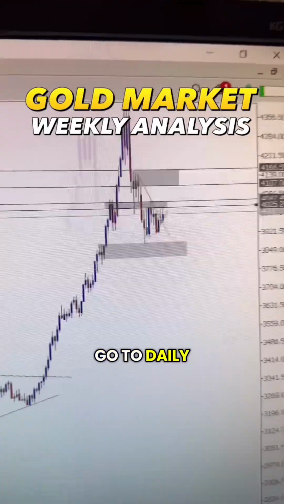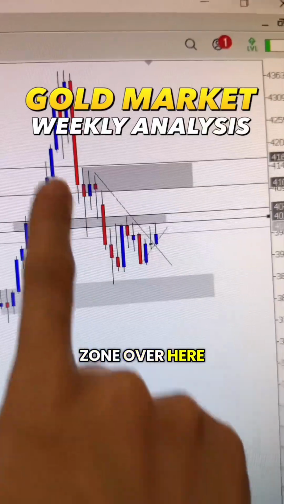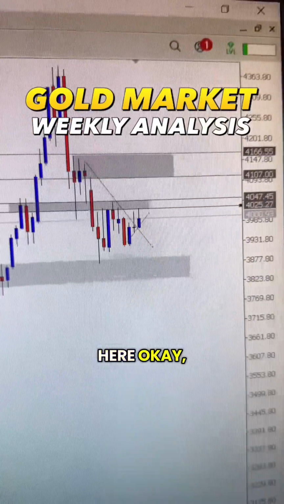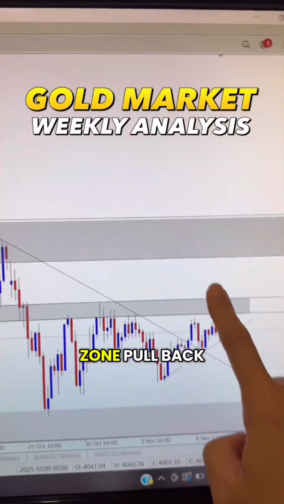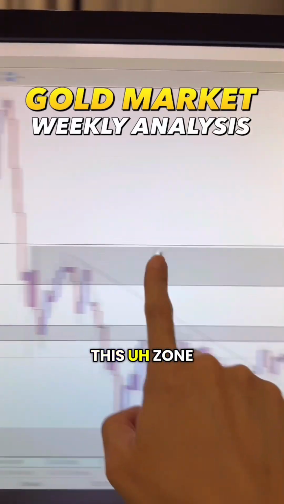If we go to the daily, this one is the daily time frame. What we can see from here is there is a supply zone over here. You see the drop over here. This one is a strong supply zone. If we go back to the H4, again the same thing: once it breaks up from this zone and pulls back, the next zone we can foresee is this zone over here.